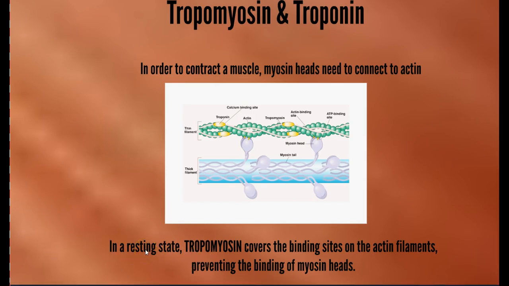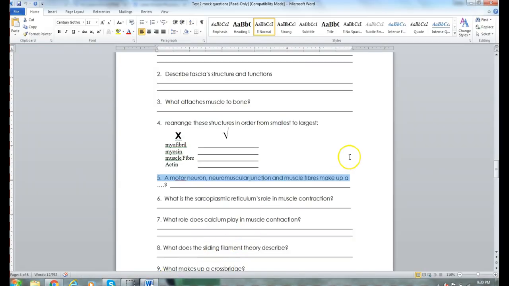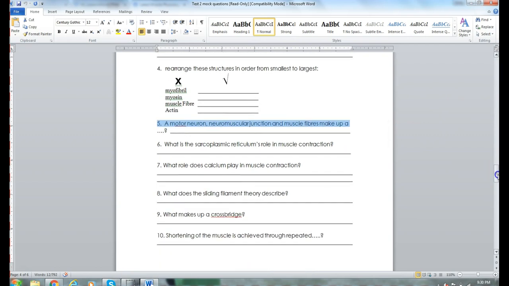This is probably a good time to whip back into our mock questions here, and we can answer a few questions about this whole process now. So what have we learned so far? What is the sarcoplasmic reticulum's role in muscle contraction? And the answer to that is it holds calcium and releases calcium. Okay, so we'll write in there, it holds calcium and releases calcium when stimulated by a motor neuron.